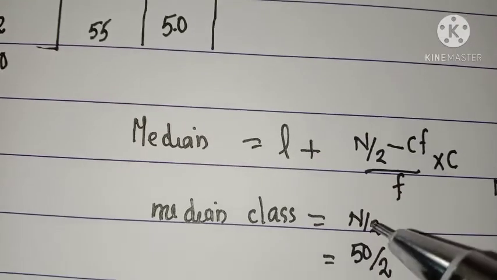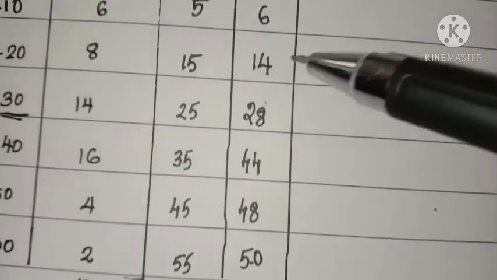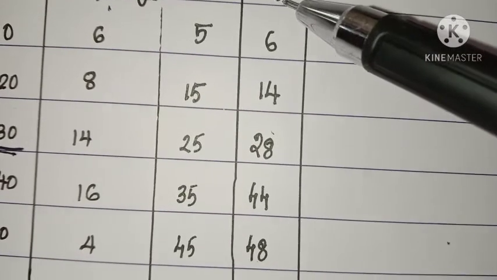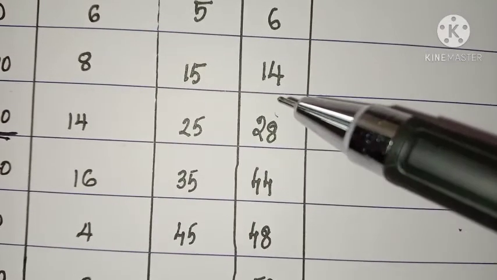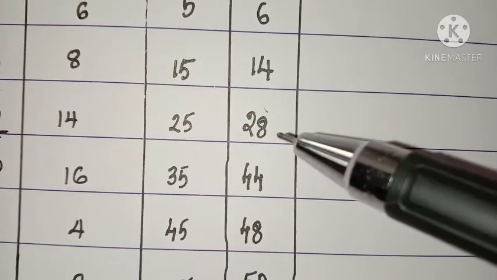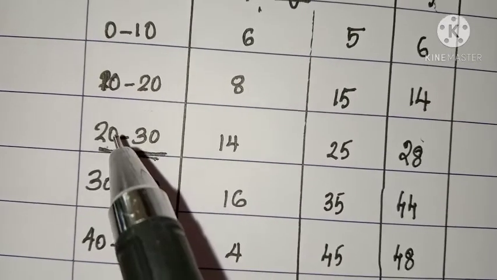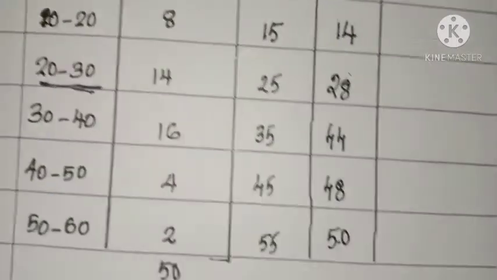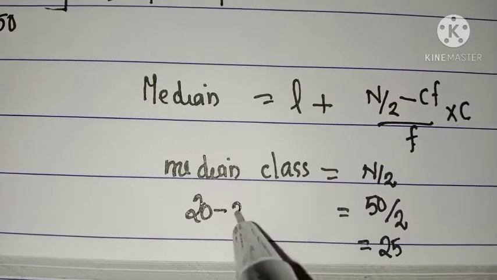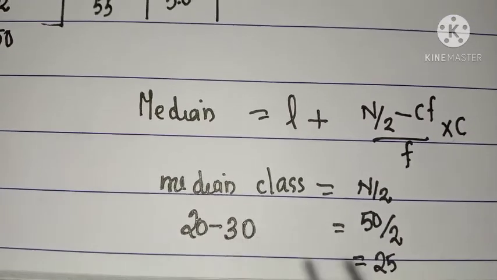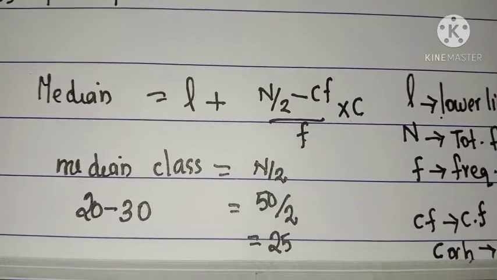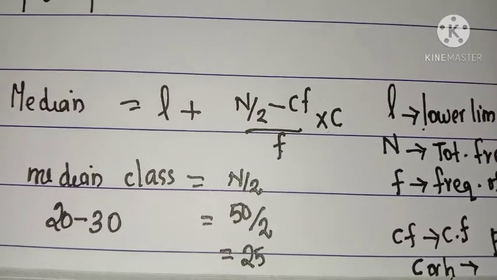See here, N by 2 is 25. So from the column of cumulative frequency, you have to collect the cumulative frequency greater than 25. So it goes to 28. Corresponding to this 28, we have the class interval 20 to 30. That is our required median class. Median class equals 20 to 30. From here, we can easily write these terms L, N, f, CF and C.